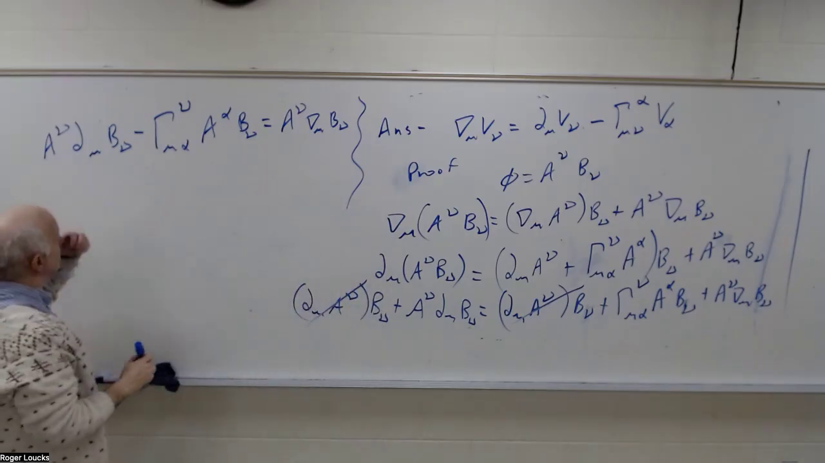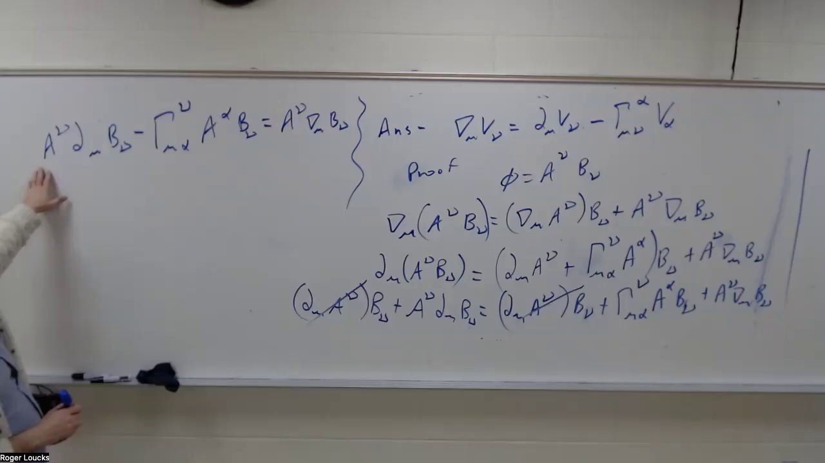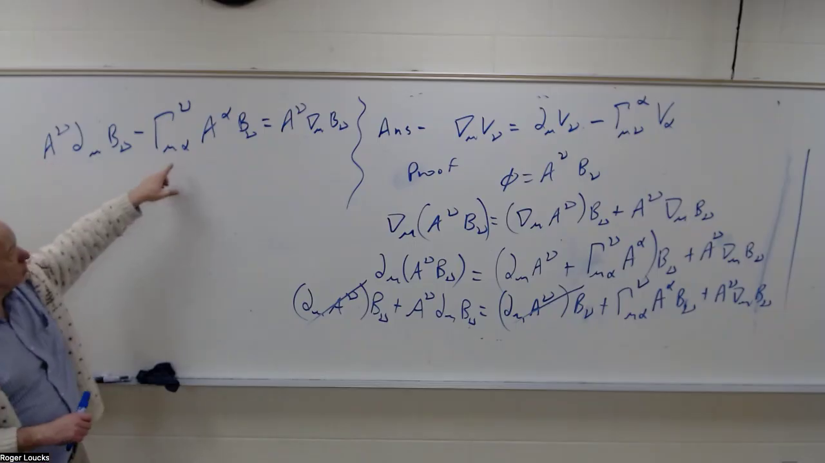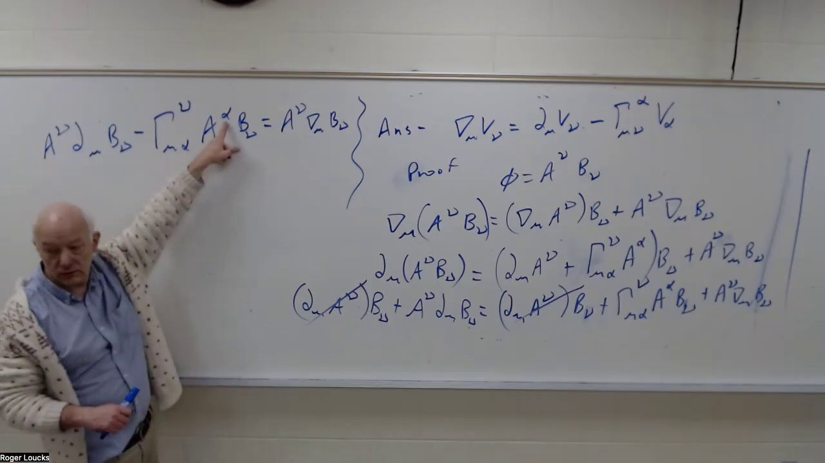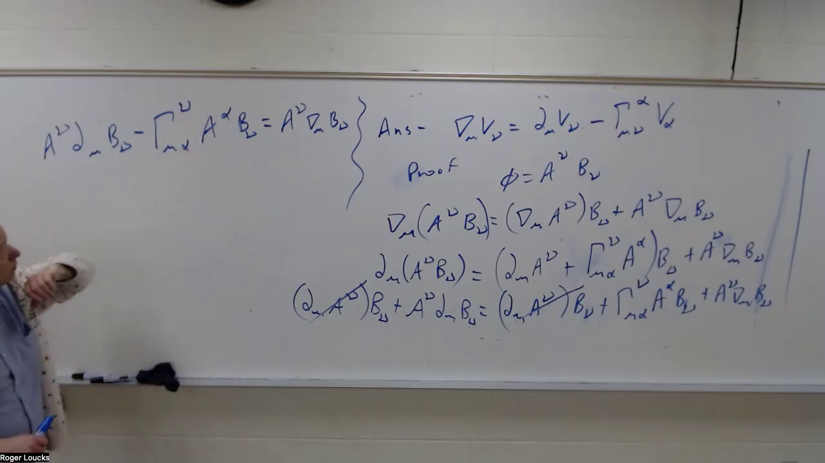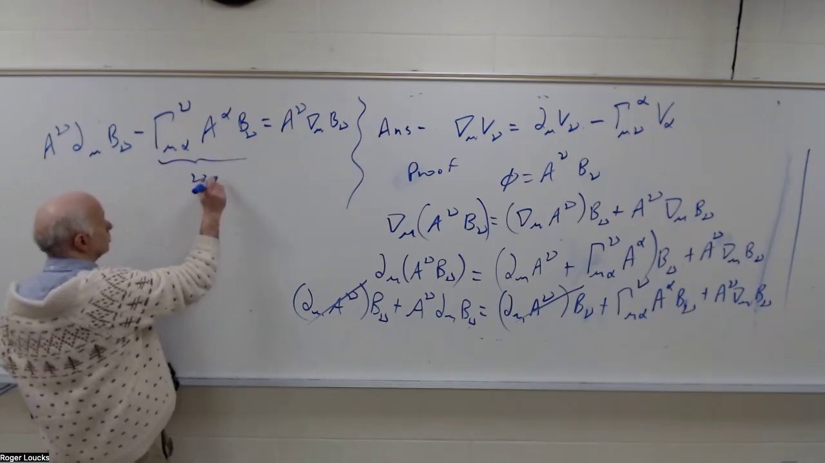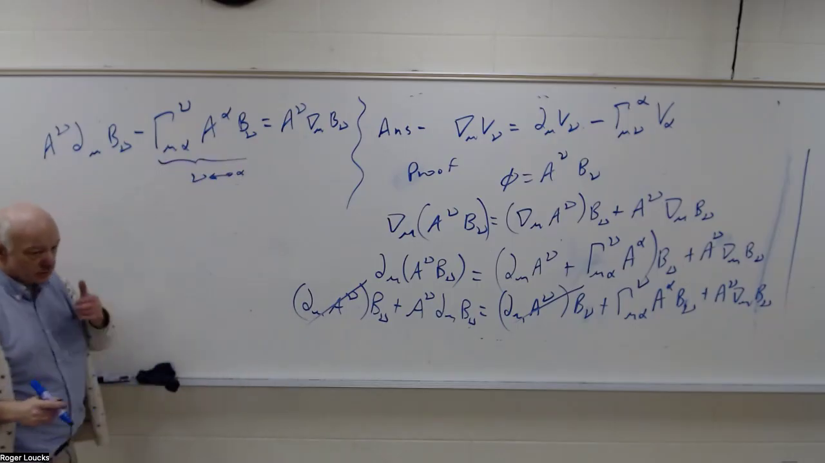I can factor out this a. What I want to do here is pull out an a nu here. If I pull out an a nu here, what do I have to do? I have to change this alpha to nu, since I have a nu here. So what do I have to do? Reverse. In this term right here, I'm going to have to take my nu and my alpha and exchange them.